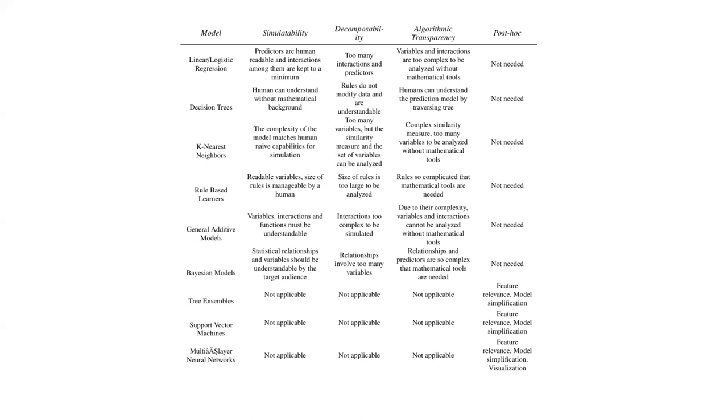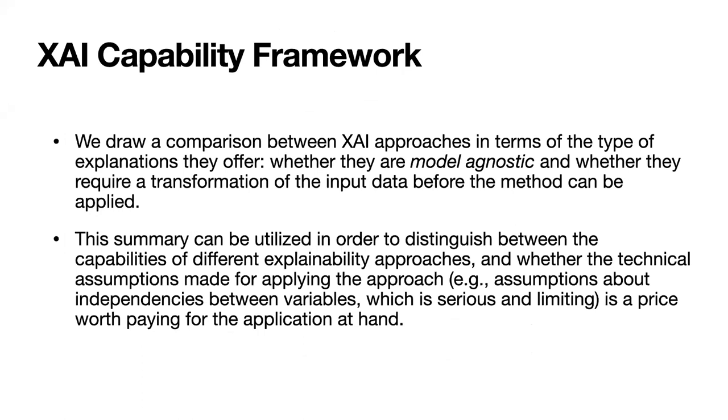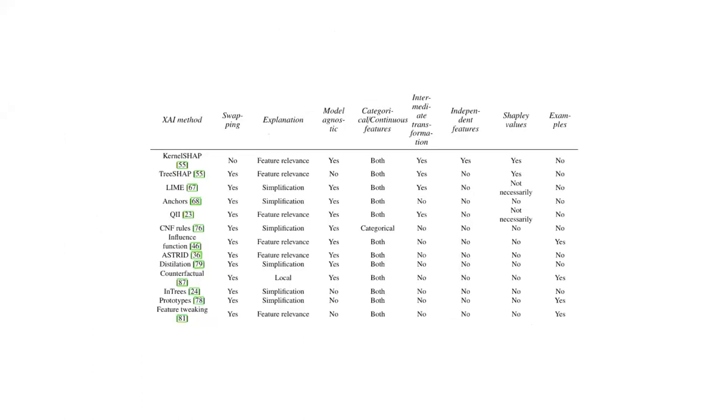So if you have a model that offers things like the ability to simulate it, decomposability and transparency, then they might be attractive, provided they are smallish when you consider the application at hand. Obviously, if you have a lot of data and you end up using an opaque model, then you want to think about post-hoc explainability.